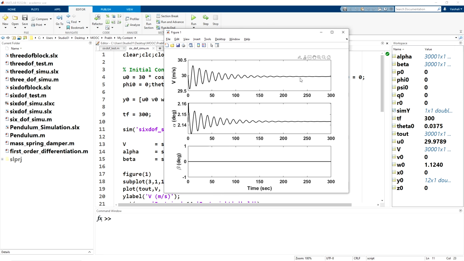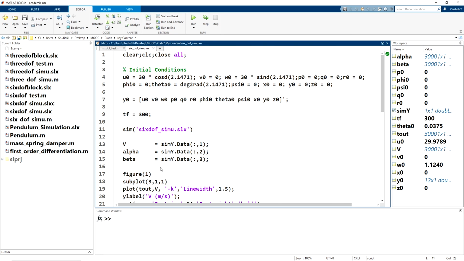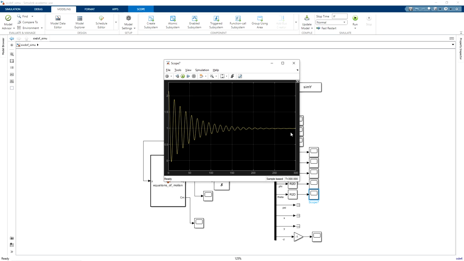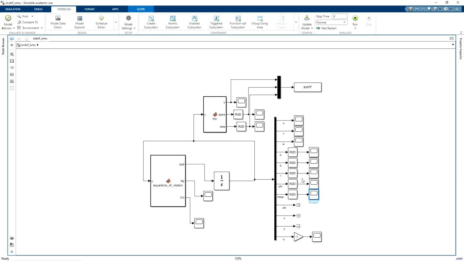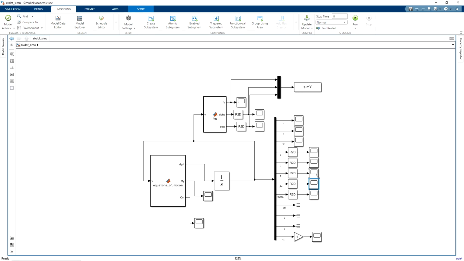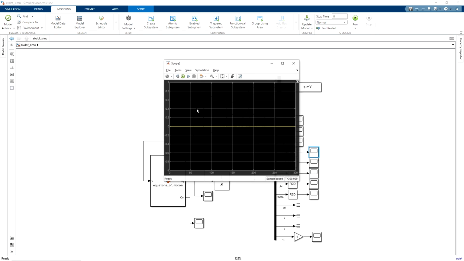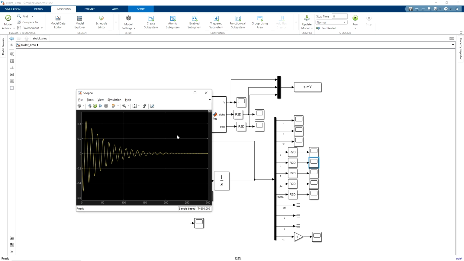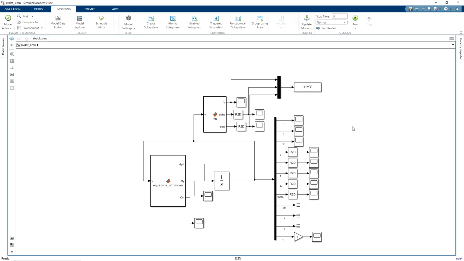So total velocity is around 30 meters per second. Attack angle is approximately 2.14 degrees. Side slip is 0. So let us see the other plots. This is theta. Theta should be around 1 degree. Yeah, it is around 1 degree. Since there is no perturbation in the lateral variables, this phi, r, these should all be around 0. Similarly, p should be 0. Yes, it is. And q should go towards 0 after a certain interval of time. Yes, it is going to 0.